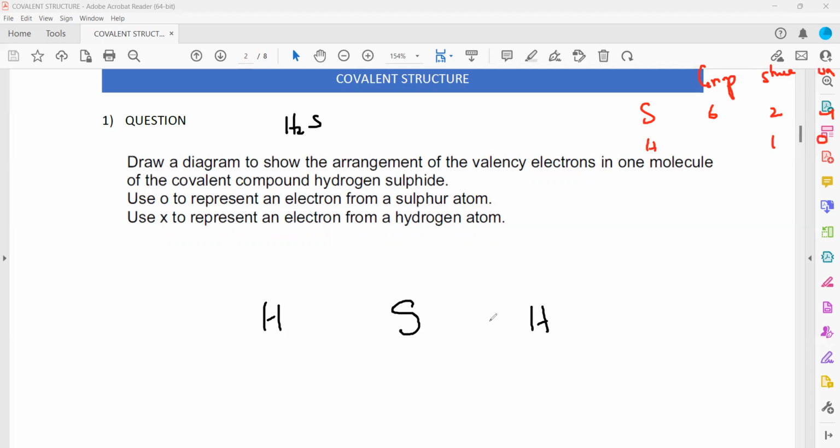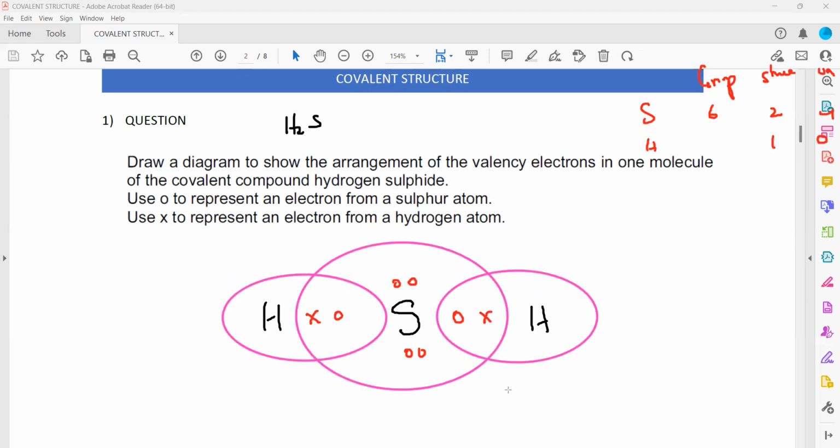Hydrogen shares 1, so we use a cross for hydrogen and a circle for sulfur. If hydrogen shares 1, sulfur will share 1. Same thing for the other hydrogen. Then the unshared electrons on the sulfur will be 4, as it belongs to group 6. Then draw the circles. Each hydrogen circle should have 2 electrons and each sulfur circle should have 8 electrons. So 1, 2, 3, 4, 5, 6, 7, 8. And hydrogen 1, 2.